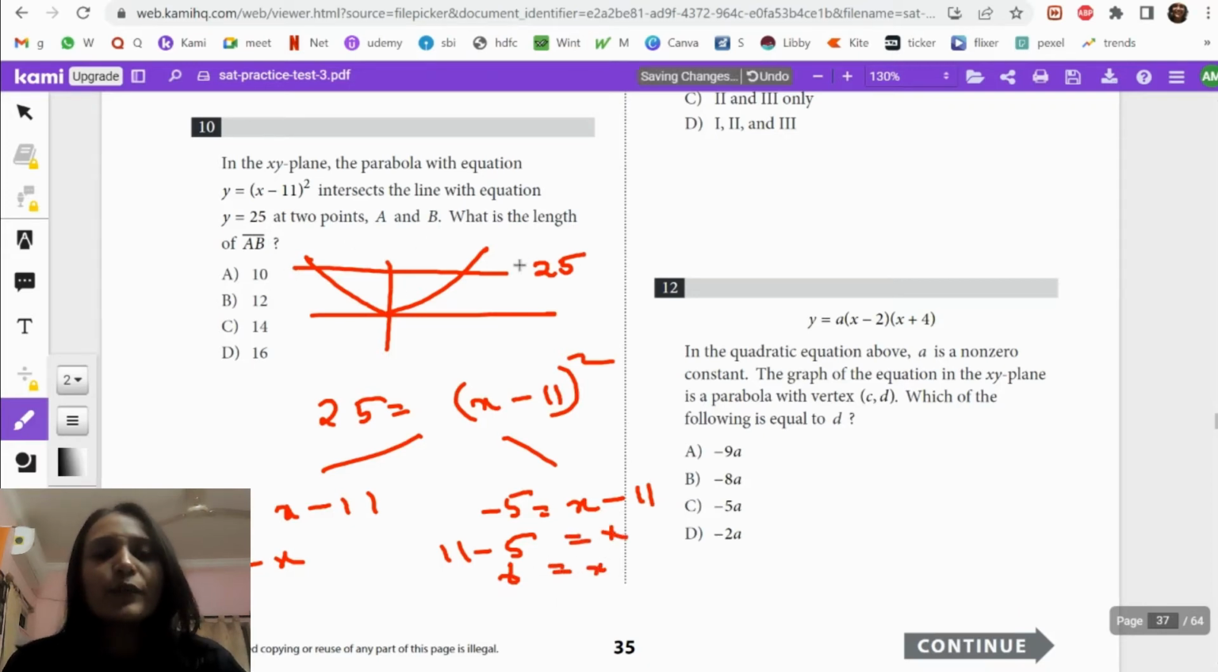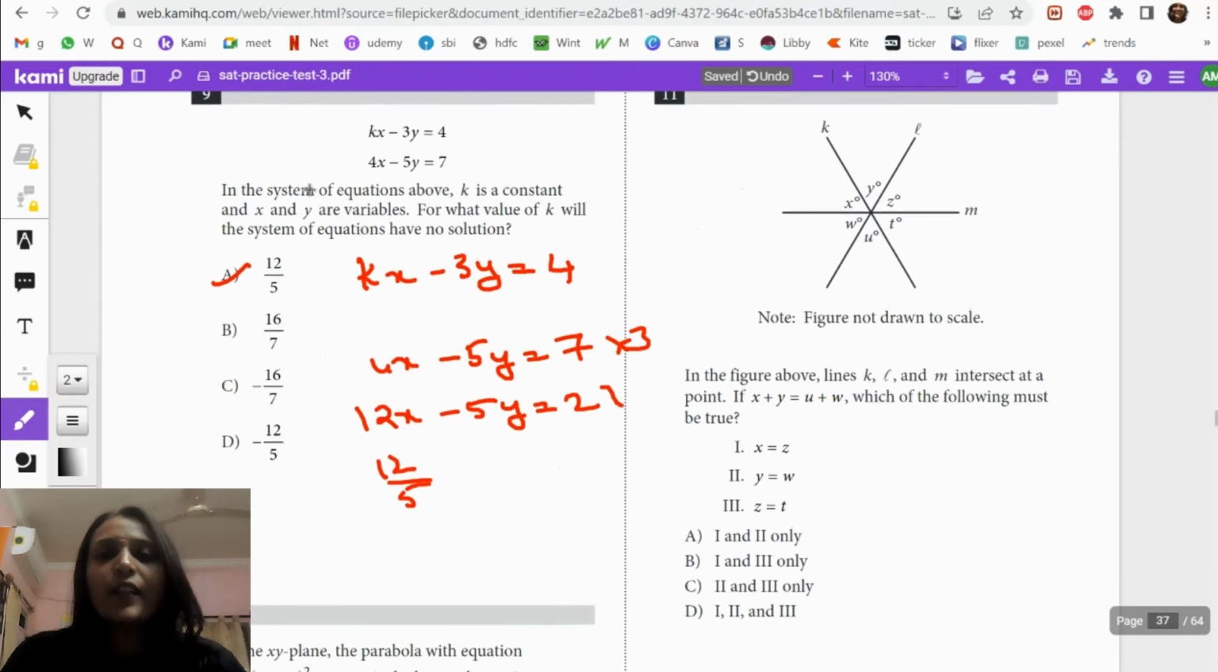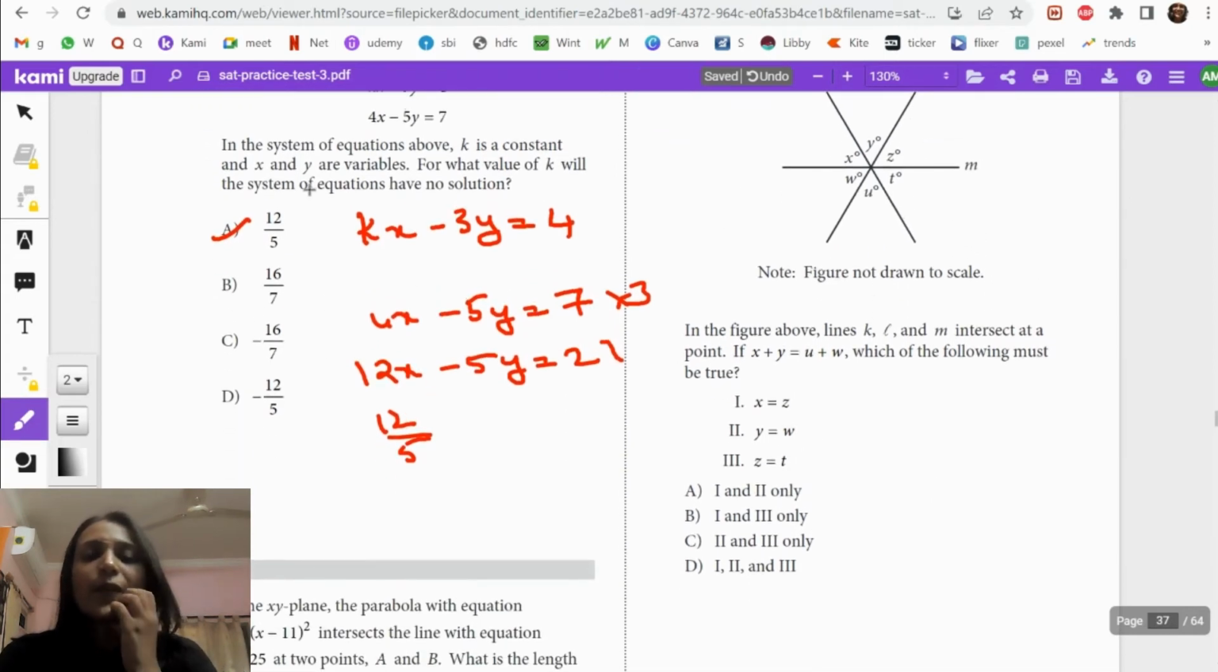So the y coordinates are the same and the x coordinates are the only ones which would give us the distance. So the distance would be just 16 minus 6, which is 10. So your answer is going to be A. Let's go ahead to the 11th question now.